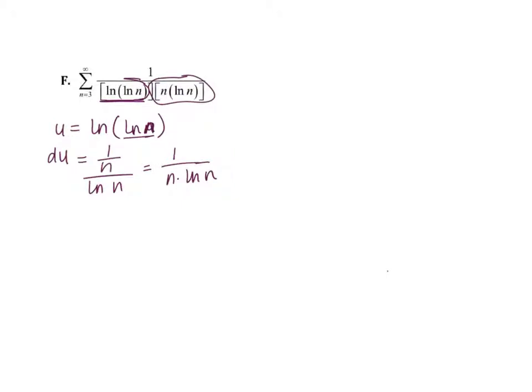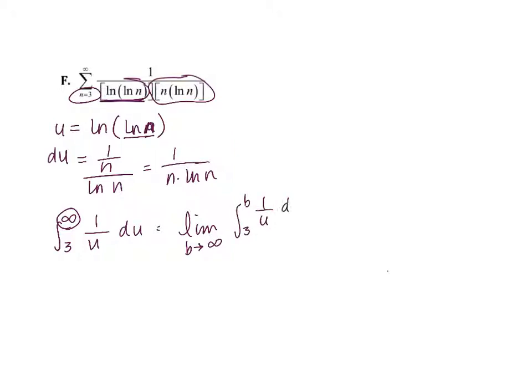So notice that we are able to set up a U sub, and so we're going to look at our integral from 3, because that's where we're starting, to infinity, and this all really boils down to be just 1 over U du. And so, of course, we need to go through and work on that improper integral. So we're going to say the limit, and I'm just going to call that b, approaches infinity of the integral from 3 to b of 1 over U du.